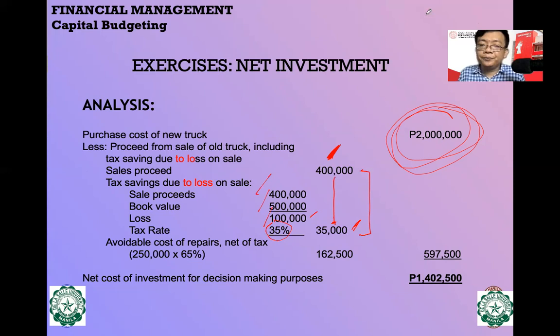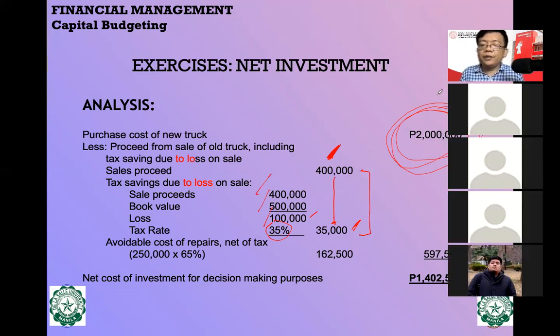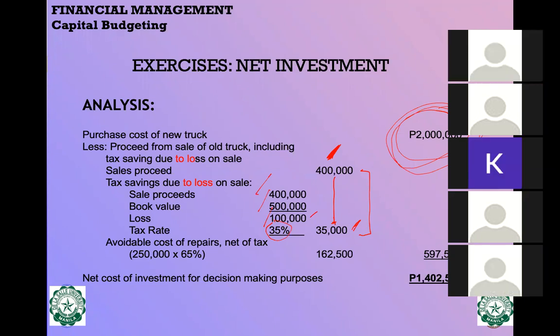Did I get it, class? Please thumbs up if yes. Earlier we had a gain, right? Gain, we deduct from our proceeds, because it is a gain. Now this one is to be added because we have a loss. Tax benefit. We will add it because we will deduct it in our net investment. Thank you, Renzi. How about the others? Did you understand?